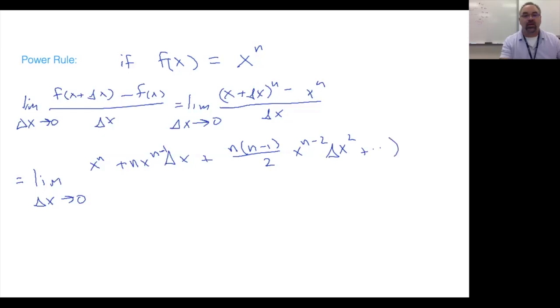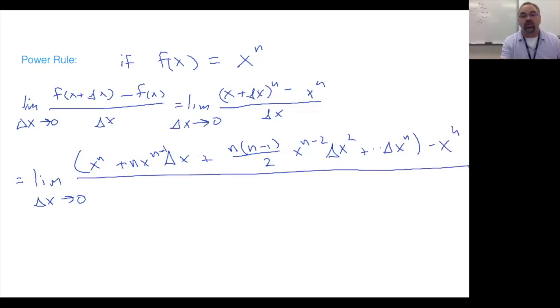Okay, that's our expansion. I'm only going to write out the first few terms because those are the only ones that are important. Everything else, delta x, you can see starts out at delta x to the 0 power, then it goes delta x to the first, delta x squared, cubed, and so on. So the last term is going to be delta x to the nth power. Okay, minus x to the nth power. And boom, this is all over delta x.